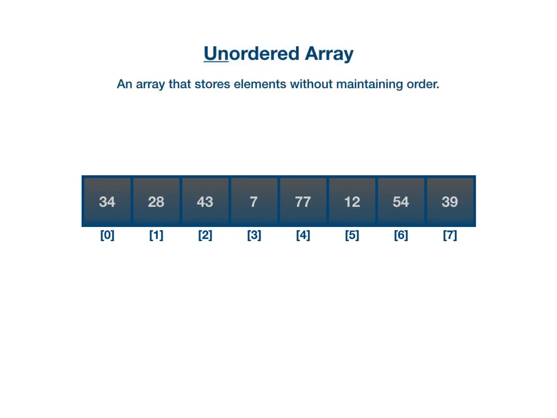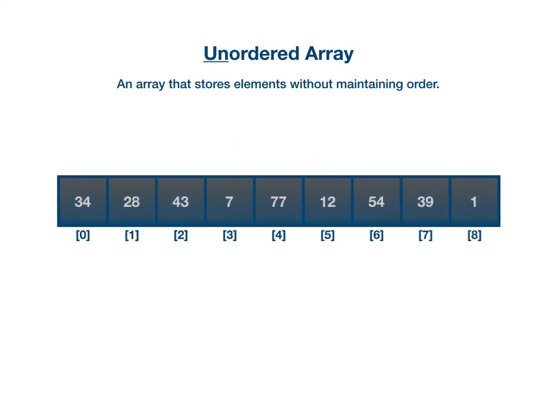An unordered array is an array that stores elements without maintaining order. So, for an unordered array, if I want to add a value to it, because we don't care about order in this case, we simply put it at the back.